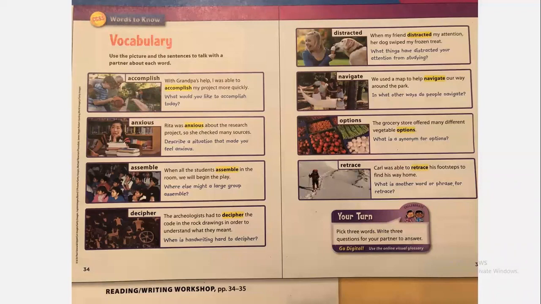The archaeologists had to decipher the code in the rock drawings in order to understand what they meant. What does decipher mean? To figure out the meaning of something difficult to read or understand. Excellent. Okay, so the archaeologists did not know what the code meant, but they had to decipher it. They had to try and figure out what it means, okay? And decipher is usually related to difficulty. It's usually something that is difficult to understand what it means, okay? Thank you, Habiba. You're welcome.